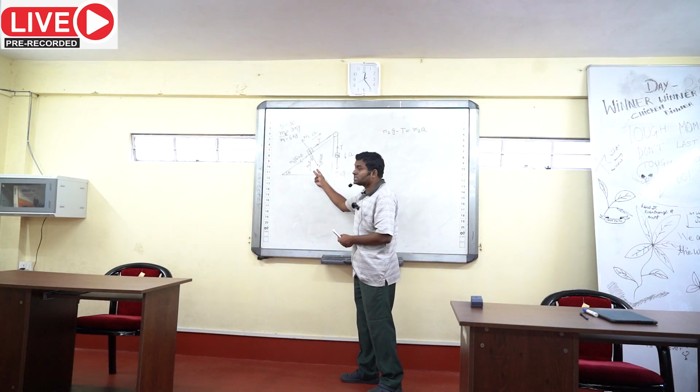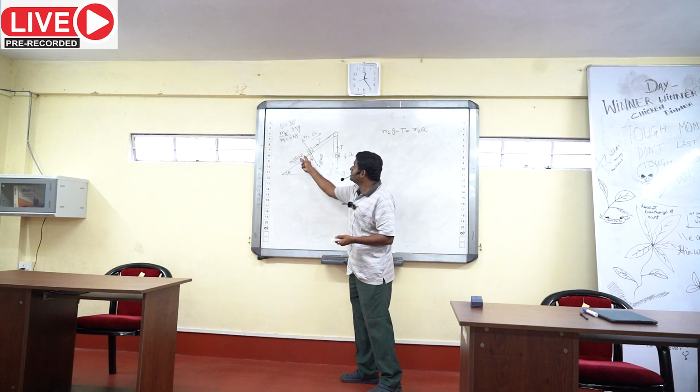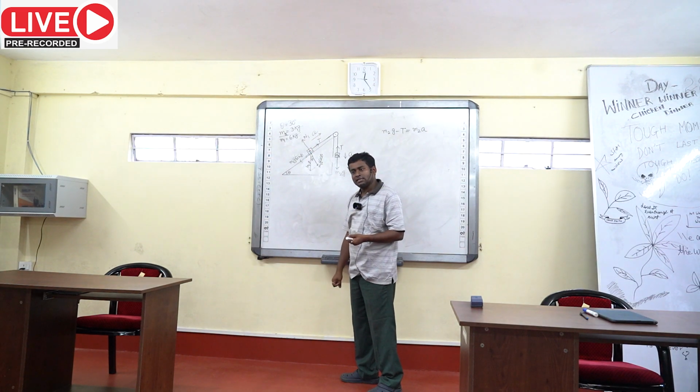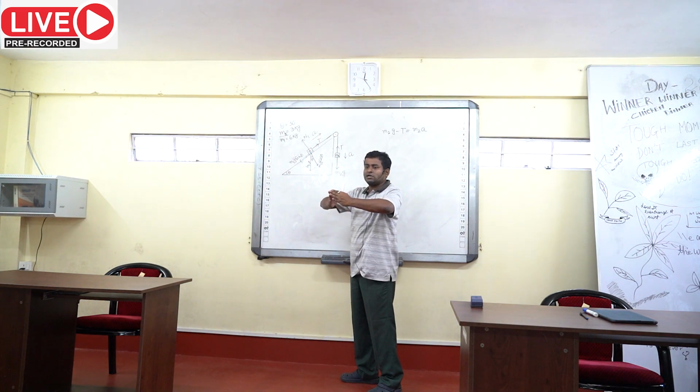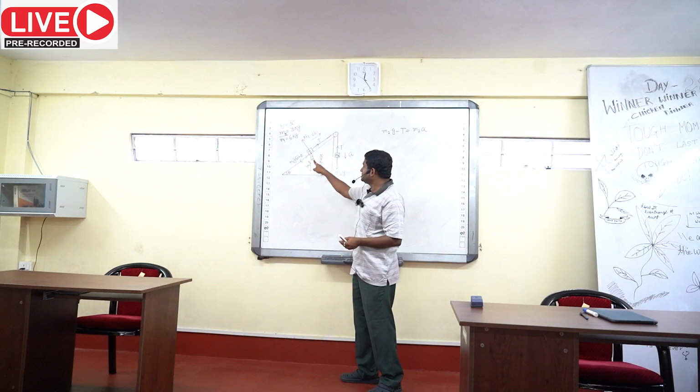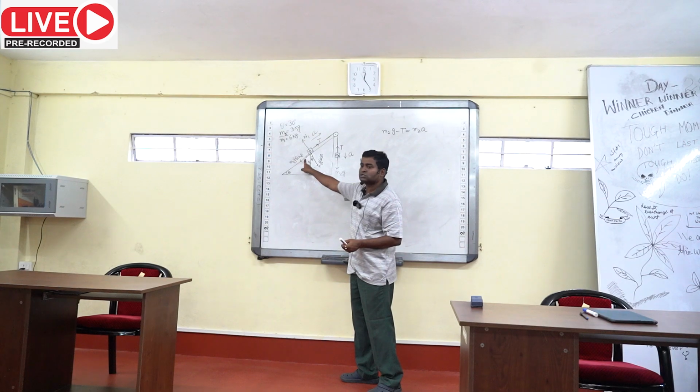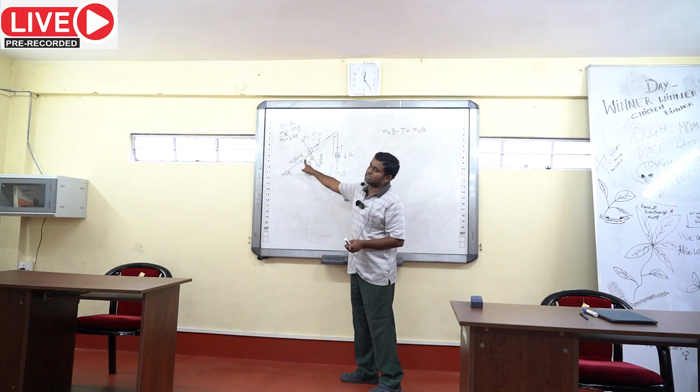Now if this is m1g sine theta, use the parallelogram rule. You can draw it here. That is m1g sine theta. So a force is divided into two parts. The component adjacent to theta is called m1g cosine theta. The other component is called m1g sine theta.